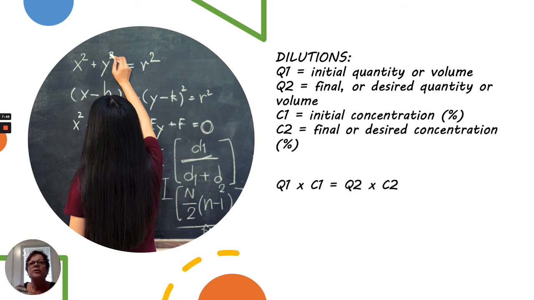For dilutions, you've got Q1 equals the initial quantity or volume. Q2 is the final or desired quantity or volume. C1 is the initial concentration in percentage, and C2 is the final or desired concentration in percentage. So Q1 times C1 equals Q2 times C2.